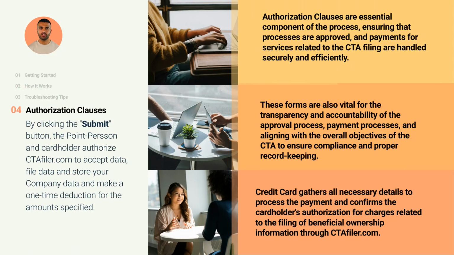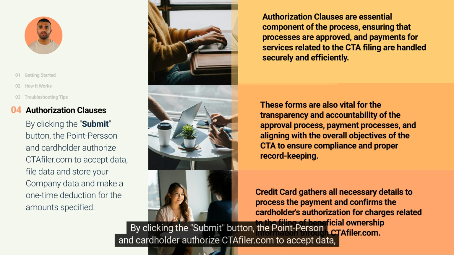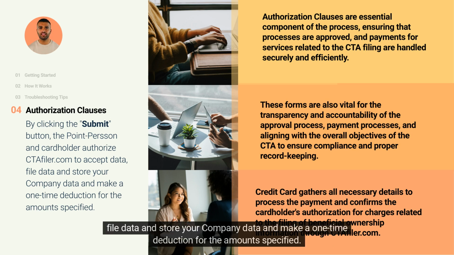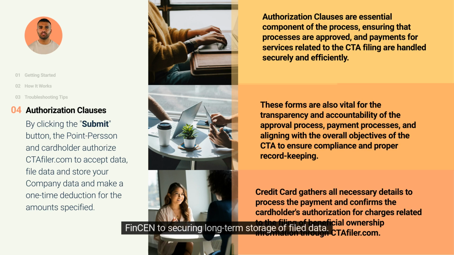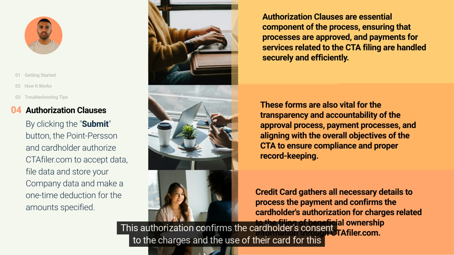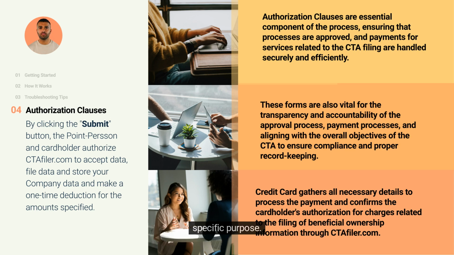Authorization clauses. By clicking the Submit button, the point person and cardholder authorize CTAFiler.com to accept data, file data, and store your company data, and make a one-time deduction for the amount specified. The cardholder must actively select the services they require, which could range from filing the BOIR with FinCEN to securing long-term storage of filed data. This authorization confirms the cardholder's consent to the charges and the use of their card for this specific purpose.